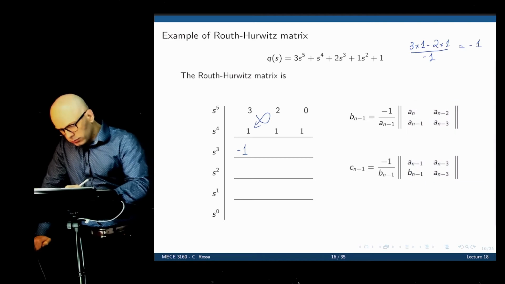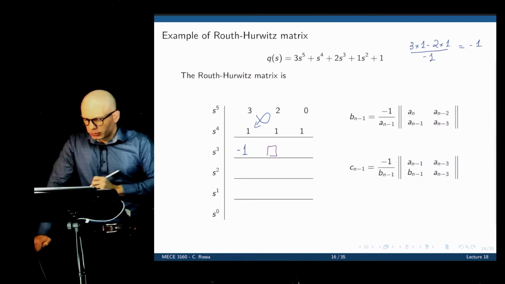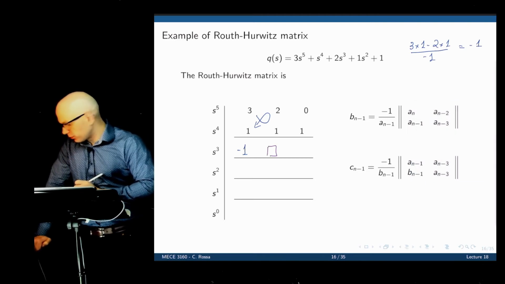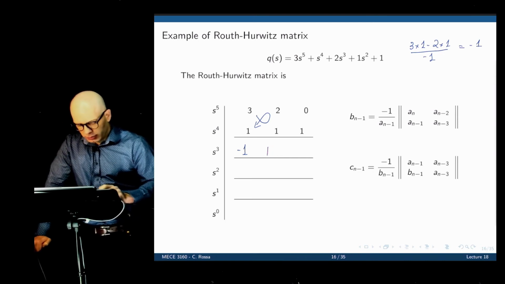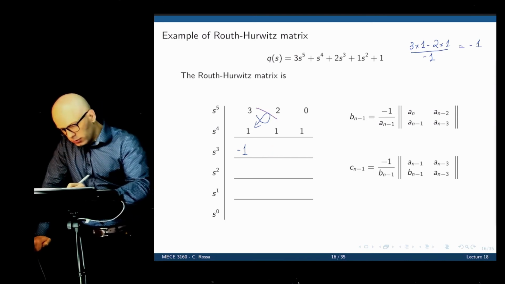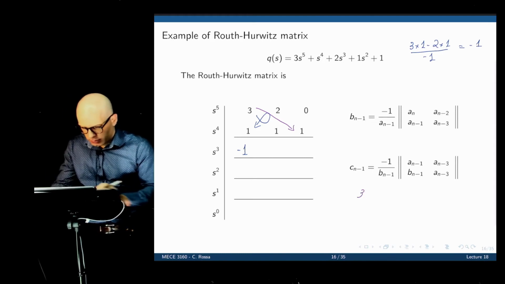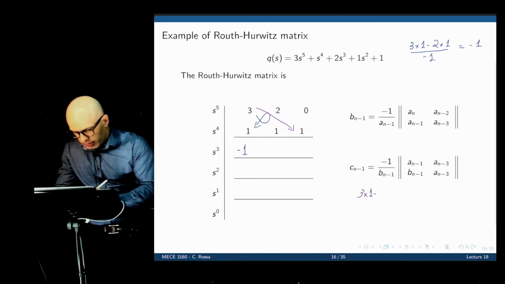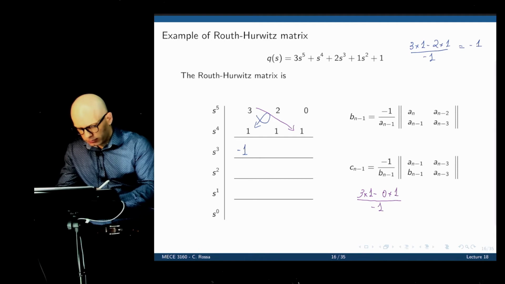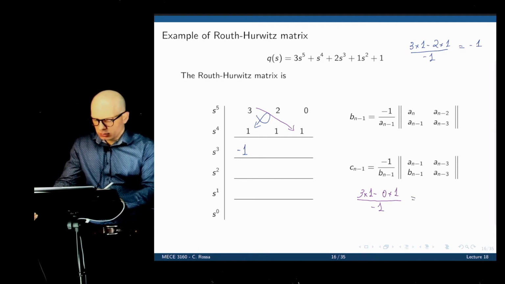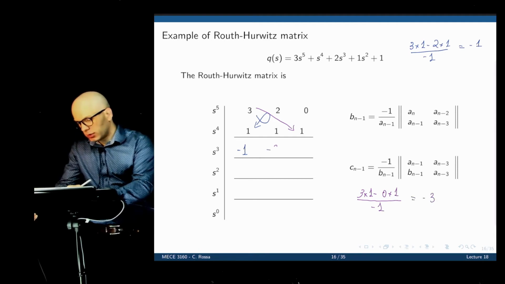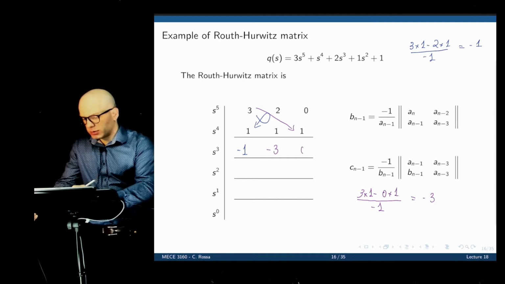-3. Next one is -3. How do you calculate it? 3 times 1 minus 0 times 1 divided by -1, which is indeed -3. Next one is 0.